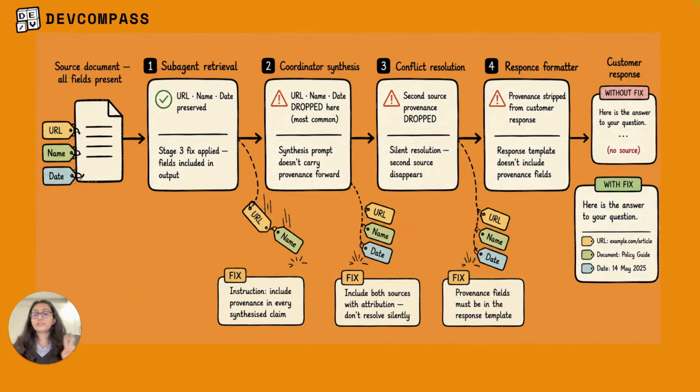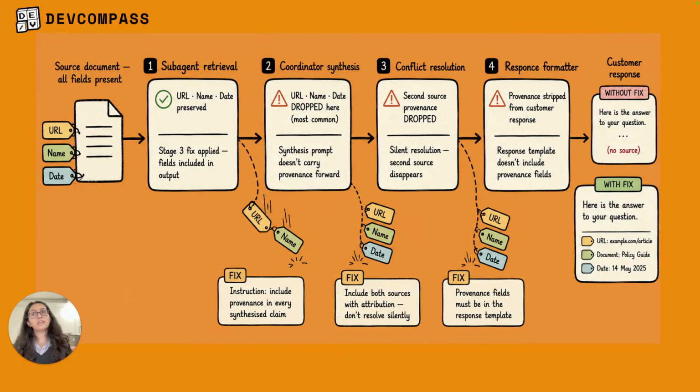The second stage is coordinator synthesis. The coordinator receives the sub-agent output. Provenance fields are present. It synthesizes across multiple sub-agent results and writes a combined summary. This is where provenance most commonly gets dropped. The coordinator's synthesis prompt doesn't instruct it to carry provenance fields into the summary. It summarizes the content, but it drops the metadata. What is the fix? Instruct the coordinator to include provenance fields in every claim that it makes in the synthesis output.